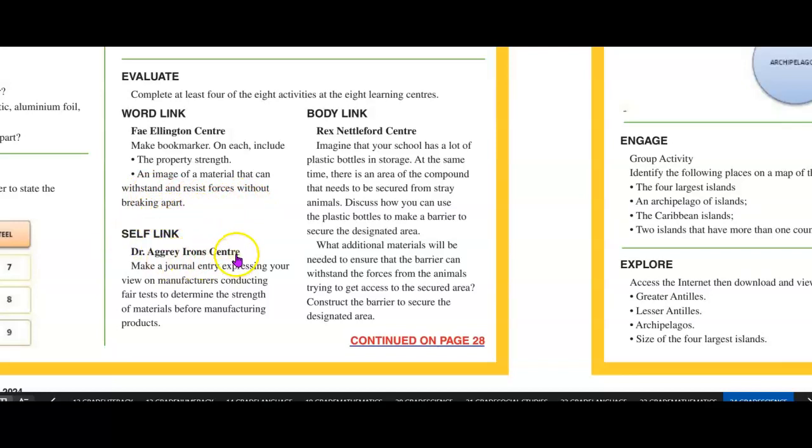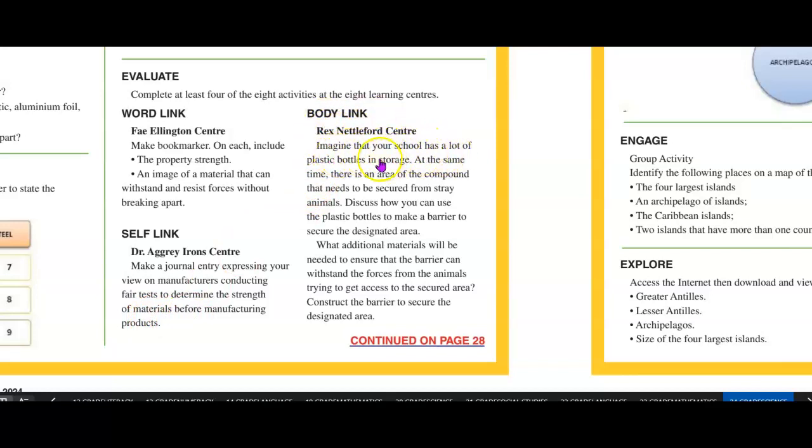Self link from the Dr. Agri Arons Center. Make a journal entry expressing your views on manufacturers conducting fair tests to determine the strength of materials before manufacturing the products. So is that a good idea or is it not a good idea? Tell us about that.